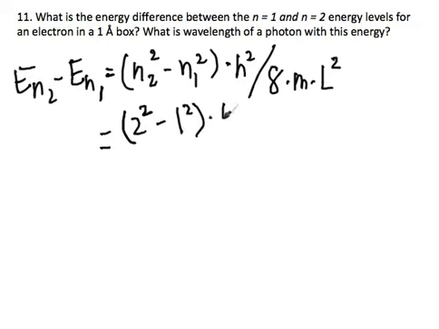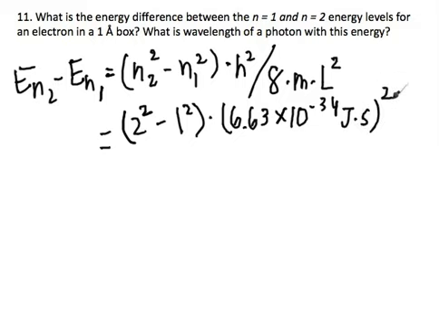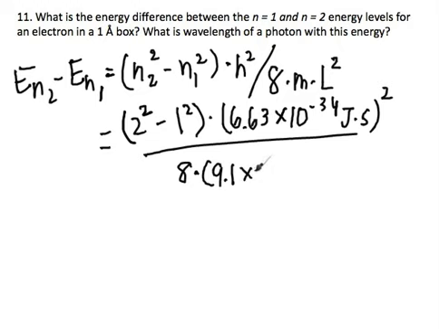multiplied by Planck's constant. Planck's constant is 6.63 times 10 to the negative 34 joules times second, squared, over 8 times the mass of an electron. This is an important constant to remember. So an electron is 9.1 times 10 to the negative 31 kilograms.